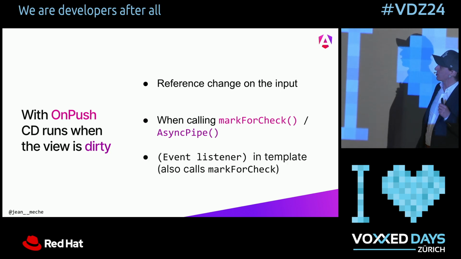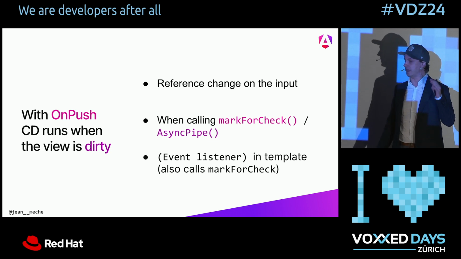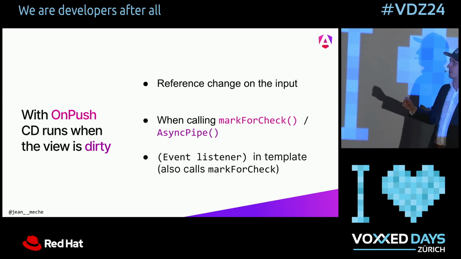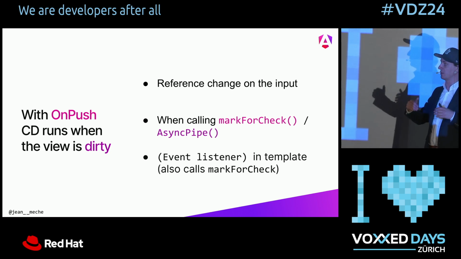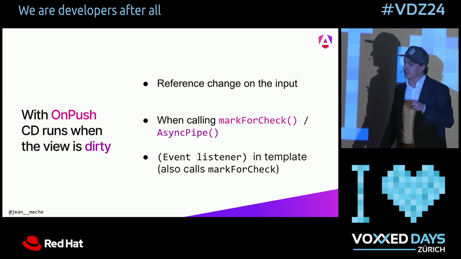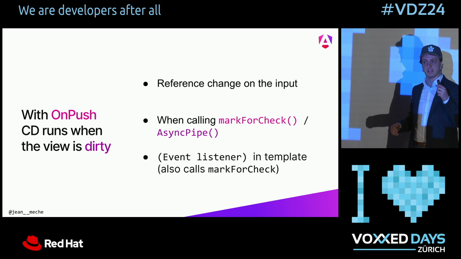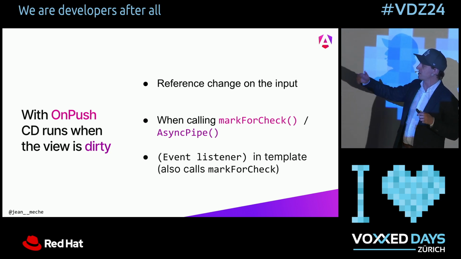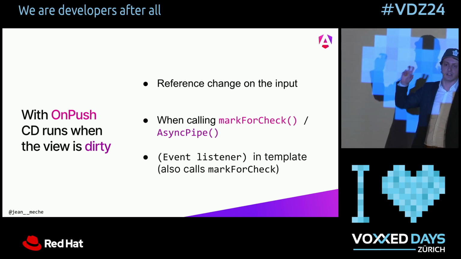And the last case that's also known is every time you have an event that is sent and it is listened to in your template. So every time you have those braces, for example, a click or a mouse move or whatever, it will mark your component as dirty. Every time one of these things happens, it will mark the component and its ancestors as dirty. And in those cases, OnPush will change detect your components.